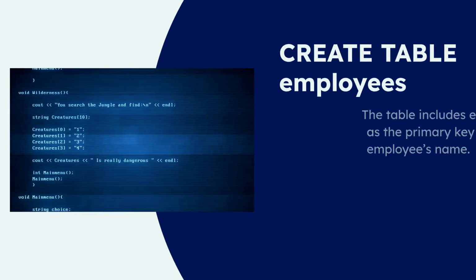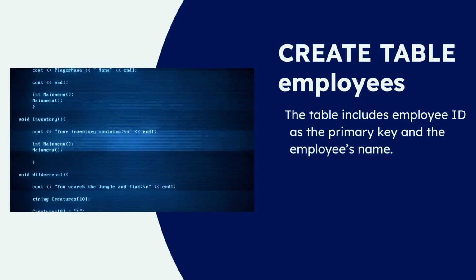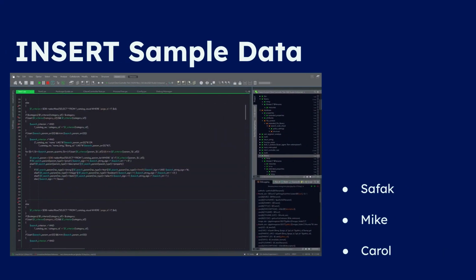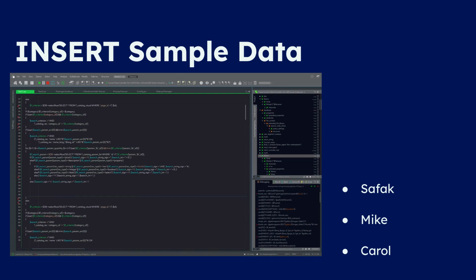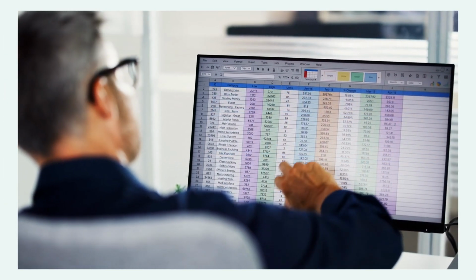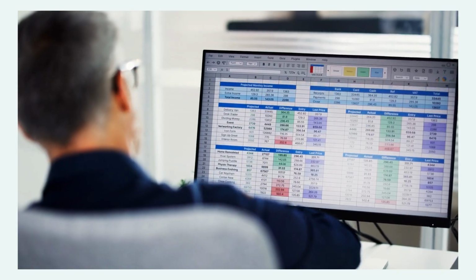Then we create the employees table with two fields: the employee ID, which serves as the primary key, and the employee's name. After creating the table, we insert a few sample records representing employees named Safak, Mike, and Carol. Once the data is inserted, we run a select statement to confirm that the table contains the expected records.